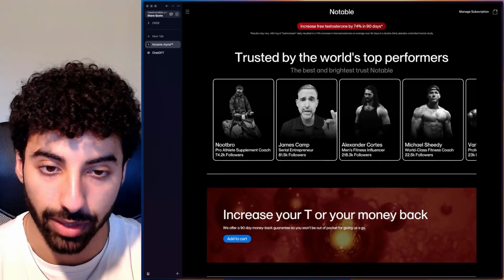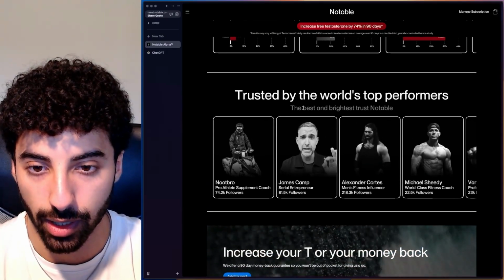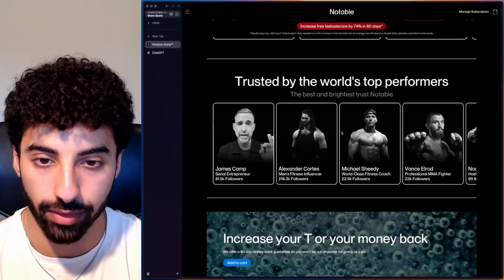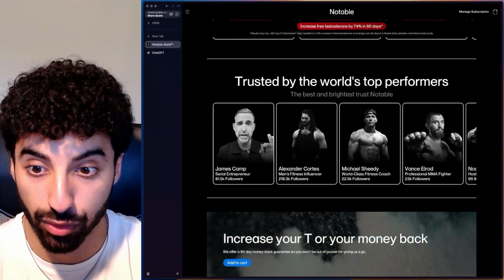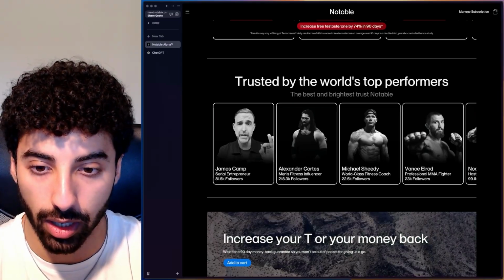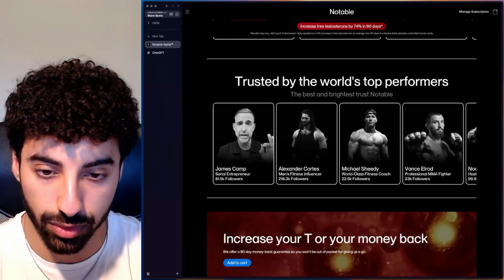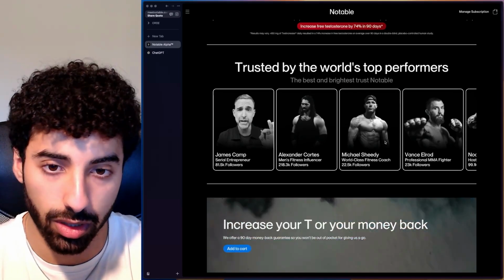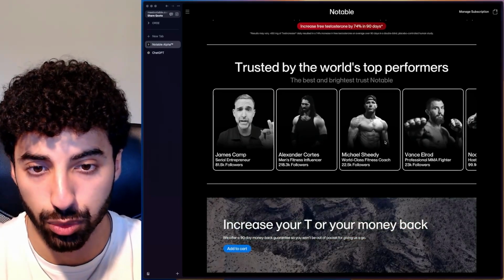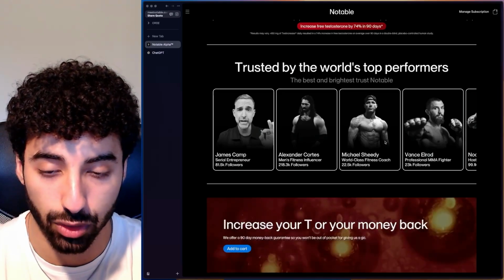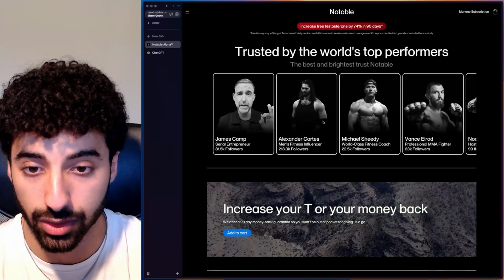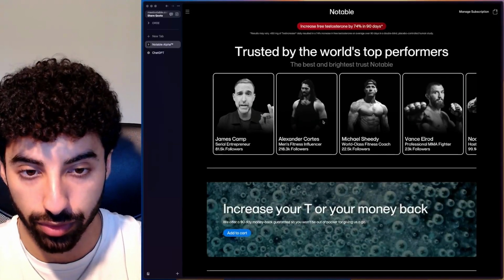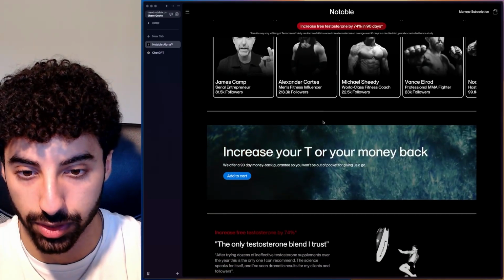Then here, something very important we're going to use on the sales page design: they have a section mentioning they're trusted by the world's top performers, and here they have some famous people, some fighters, fitness influencers, fitness coaches, entrepreneurs, the kind of audience you would go for when selling a testosterone supplement. So we're going to obviously use these faces and these things on the sales page. Another good angle for differentiation, so that's also very important here.